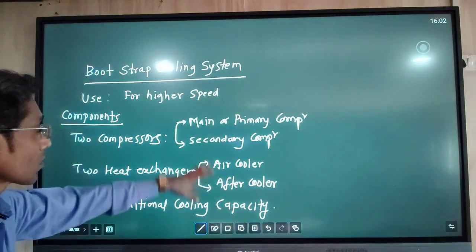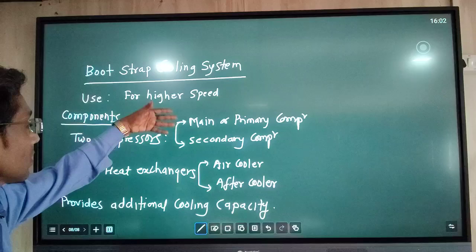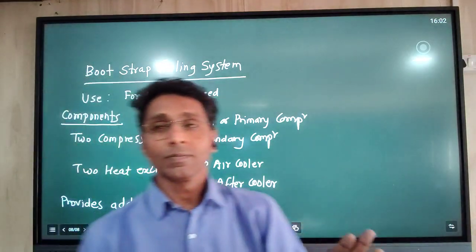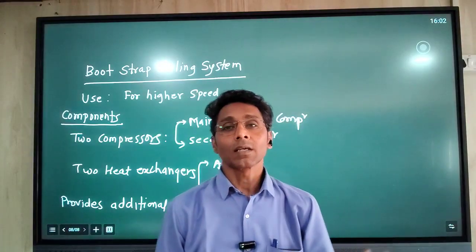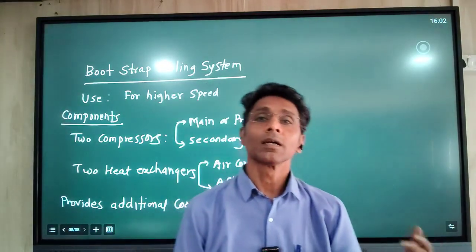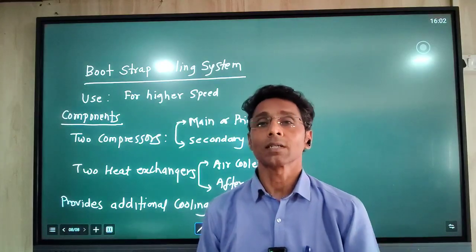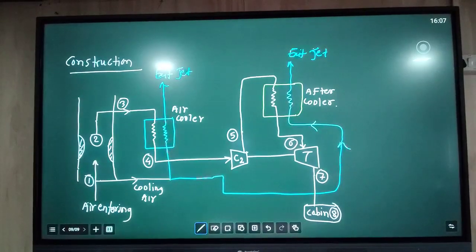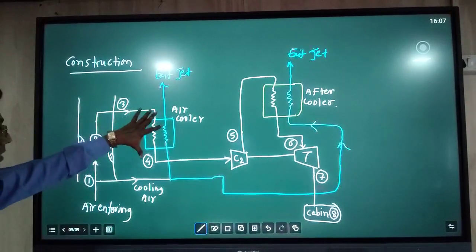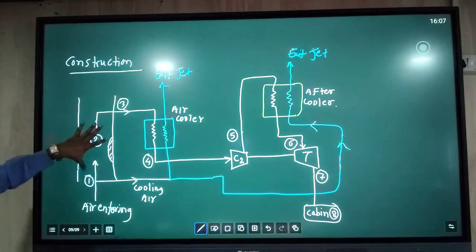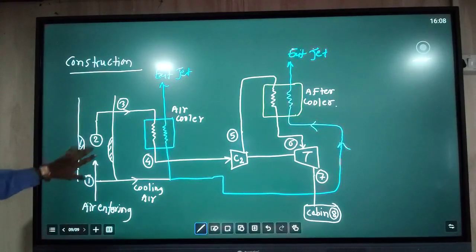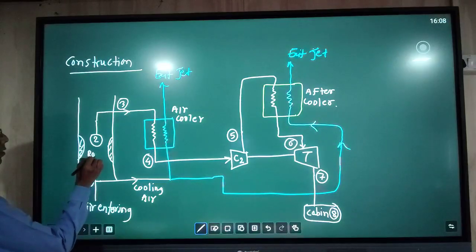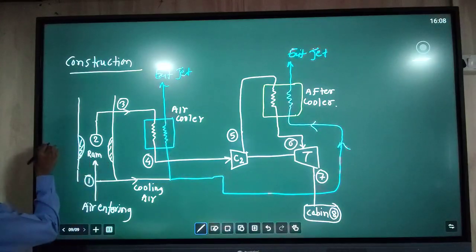Now, what is the overall advantage of this system? It provides additional cooling capacity. Now we will see its schematic diagram, and then for the analysis purpose we need the TS diagram. So let us see the construction diagram, the schematic of the Bootstrap system. Here, as usual, 1 to 2 is the ramming process. This takes place in the diffuser section.